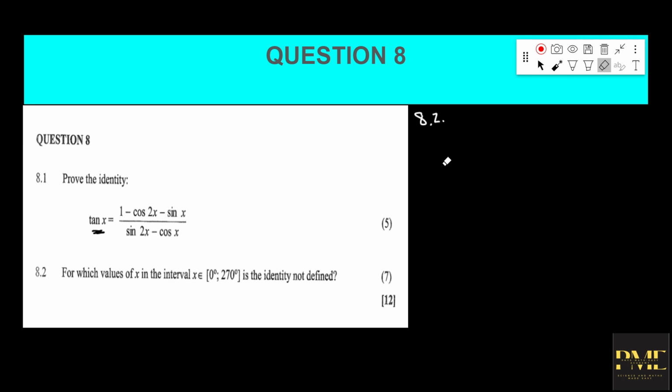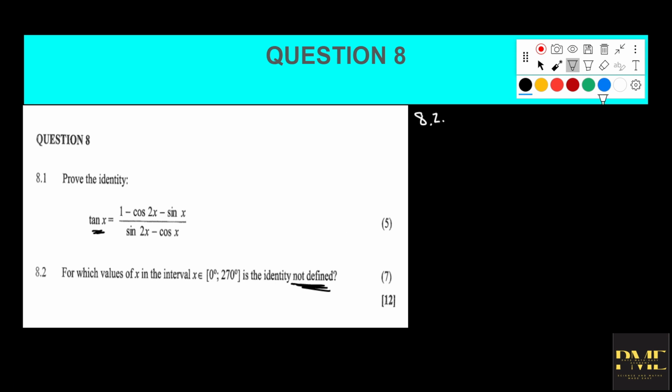So then we're going to move on to 8.2. For which values of x in the interval of x ranging from 0 to 270 degrees is the identity undefined? Okay, so it's important for us here to remember that for an identity to be undefined, it means its denominator has to be equal to 0 for that to be true.